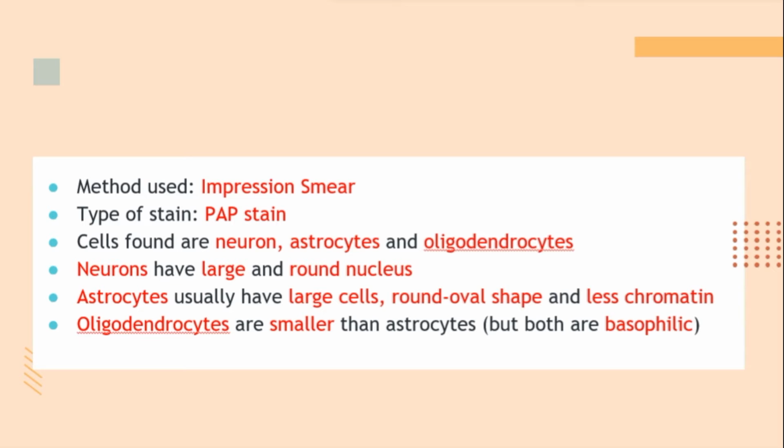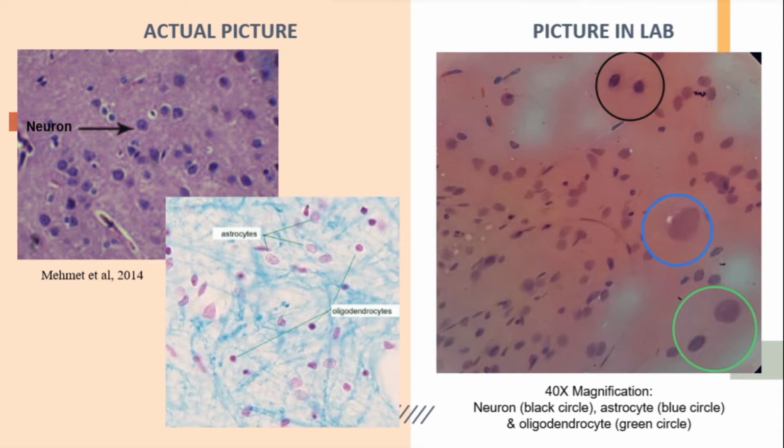Meanwhile, astrocytes, as shown in the blue circle, tend to be larger with round to oval shape and have less dense chromatin. Oligodendrocytes, as shown in the green circle, on the other hand, are smaller than astrocytes. However, both oligodendrocytes and astrocytes are basophilic. These are a few examples of neurons, astrocytes, and oligodendrocytes that we have found on the internet for future reference.